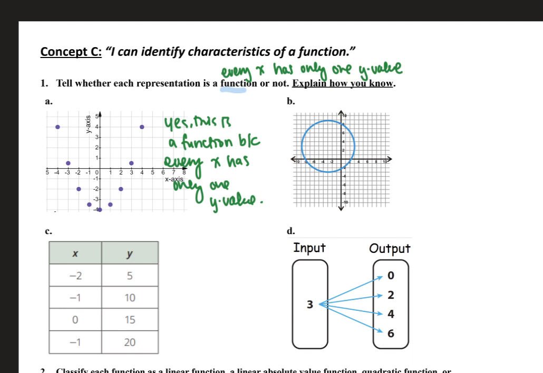All right, for B, we could have done this for A as well. Anytime you have a graph, you can do the vertical line test. If we did our vertical line test, we would see that the vertical line only hits our graph once. But if we do that for B, and I draw a vertical line, I can see that it hits my graph twice. So in that case, that would not be a function. So we can say no, because it doesn't pass the vertical line test.